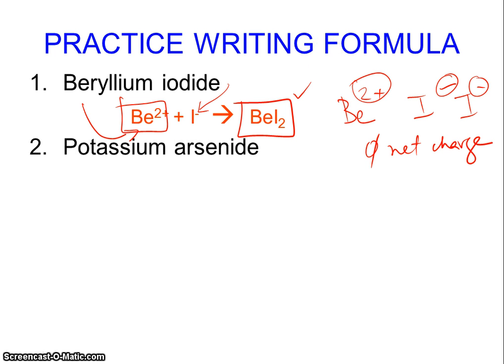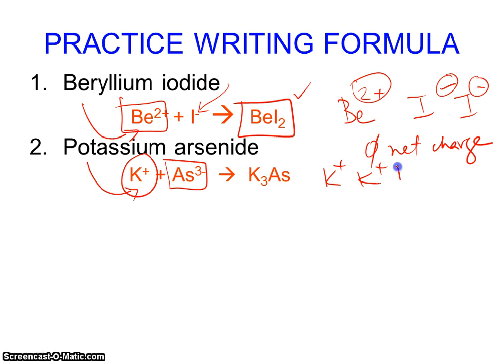Next, potassium arsenide. Potassium is alkali metal, so it is K plus 1. Arsenide is right below nitrogen, so it is likely to give a 3 minus. In this case, we need 3 potassium cations and 1 arsenide anion to balance the charge. And so my correct formula is K3As.